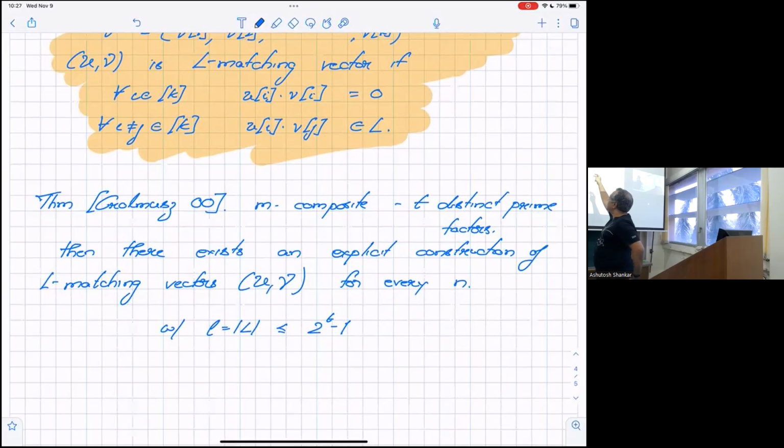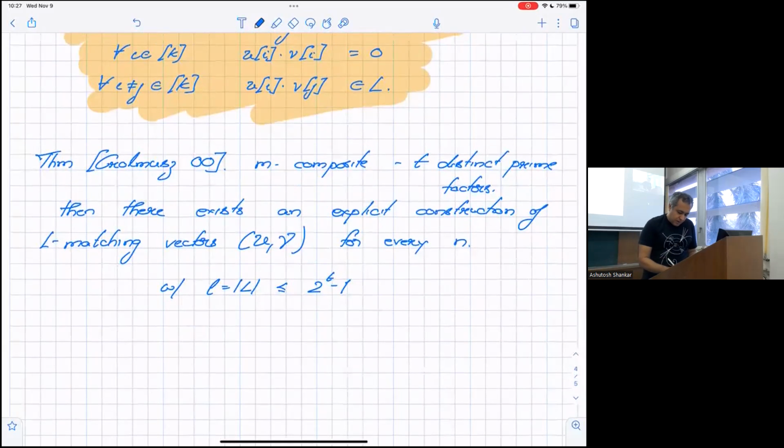Notice that once I say it's non-zero, it could be any of the remaining m minus 1 elements in the ring. But I'm claiming it's not any one of the m minus 1; it lies in the small set L, and the size of L is only 2^t minus 1. Notice 2^t minus 1 is significantly smaller than m, because m has t distinct prime factors. In particular, m is larger than the product of the first t primes, which is larger than 2^t. So m is strictly larger than 2^t, and I'm giving you something much smaller. Whenever things are non-matched, the value falls in this small set.